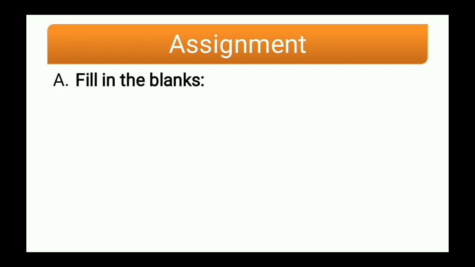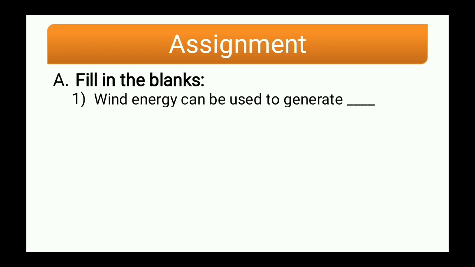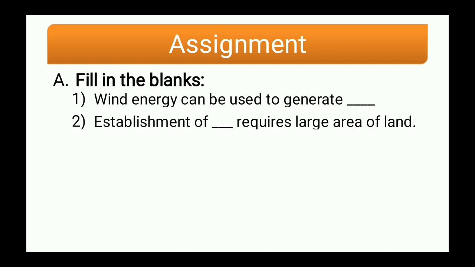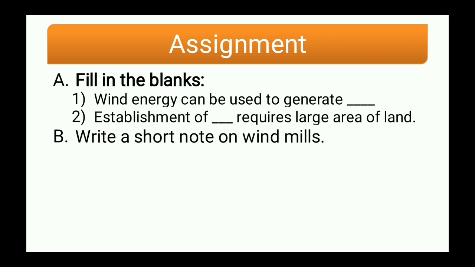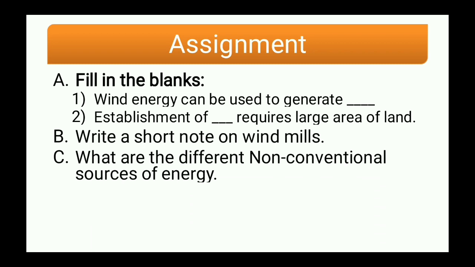Now comes the last part of the video, which is the assignment. First is fill in the blanks. First one: wind energy can be used to generate dash. Second: establishment of dash requires large area of land. Then there is a short note on windmills. You have to write a short note on windmills. And the last question is, what are the different non-conventional sources of energy? So you have to give examples of non-conventional sources of energy.